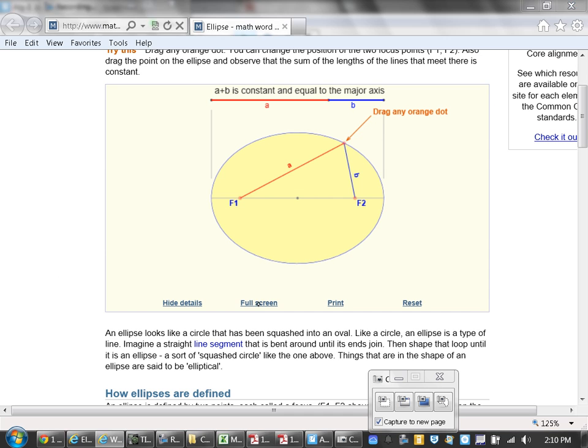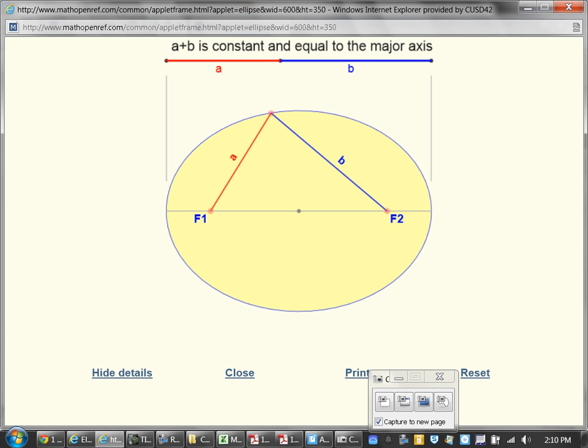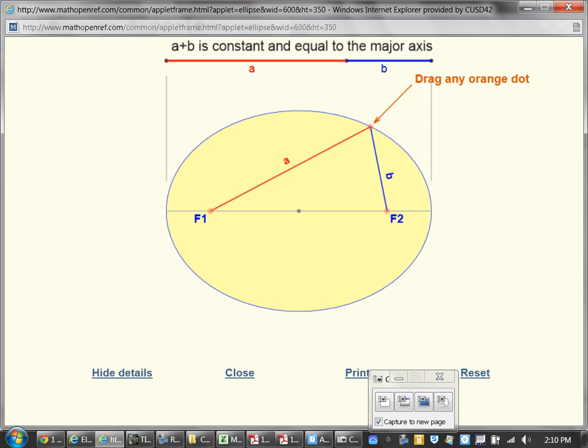An ellipse is, and I have a handout for you guys on a lot of this stuff. You don't have to write all this stuff out. I just want to show you what an ellipse is. Like I said earlier, an ellipse is a squished circle. It's an oval. Now, within an ellipse, there are a pair of foci, the plural of focus.